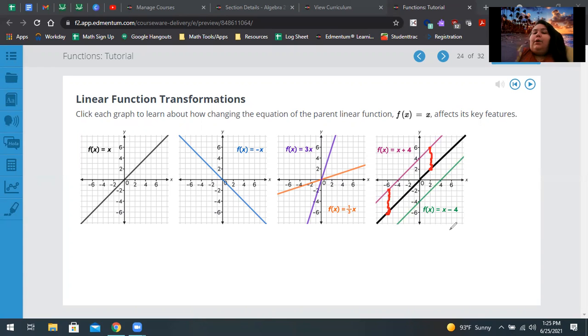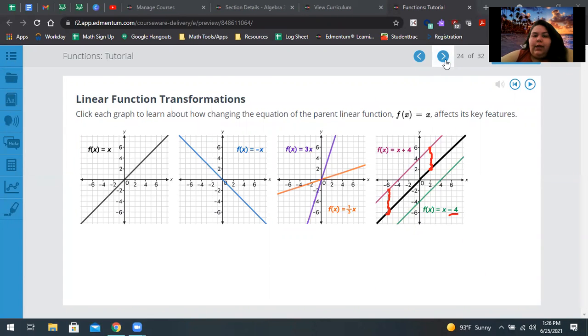Now, what happens if I want to bring it down? What sign would I use? Here we used a plus 4 to bring it up. We do the opposite to bring it down. We use a minus 4. So that minus 4 brings it down 4 units. Again, it's like picking up the black line and then bringing it down 4 units.